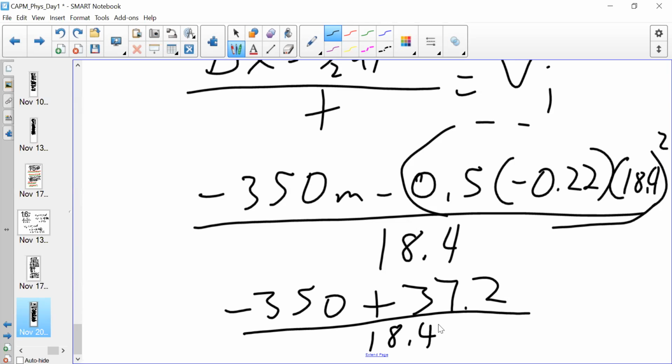And we divide that by 18.4. And we get negative 17. So who got that? Is this Miles, Rita, who said that? So whoever got negative 17 meters per second, that's it.